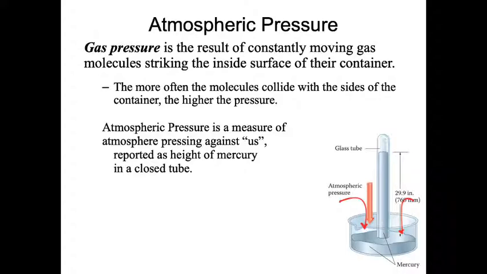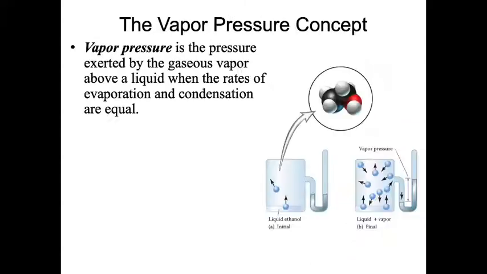That's mercury. Mercury has a very low vapor pressure. Other liquids have much higher vapor pressures. Water's one of them. Alcohols are others. So we could look at that pressure within a system. How could we monitor that?